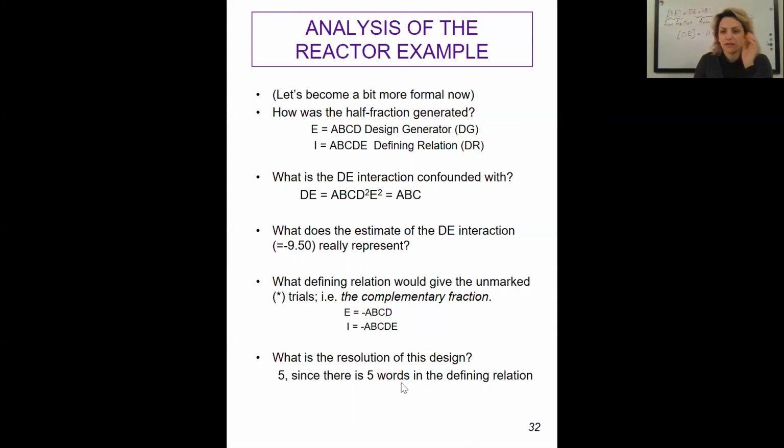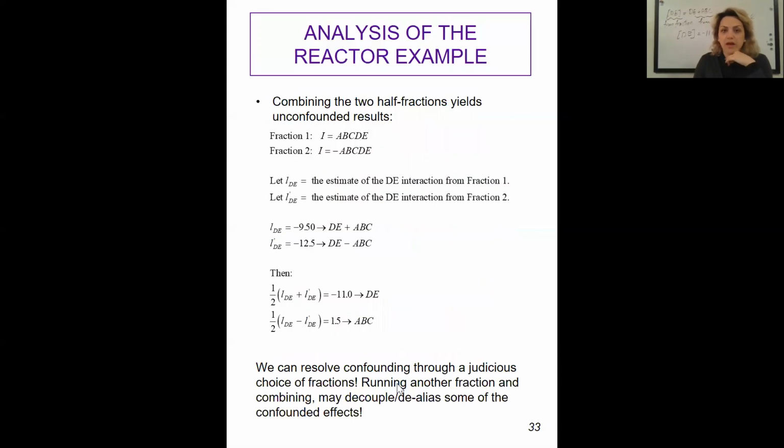Here is 5 words, it's like 5 letters in the words that we would have. Okay, so combining the two half fractions yields an unconfounded result. Fraction 1 was I equal to ABCDE. Fraction 2 was I equal to minus ABCDE.